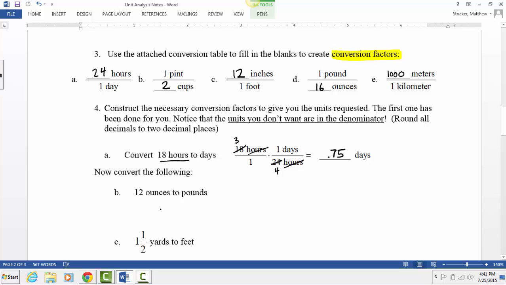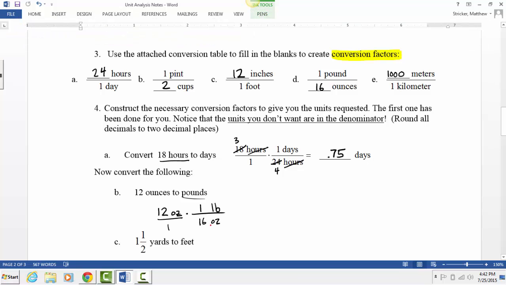Alright, so let's do another one here. I'm starting with 12 ounces, and I want to get to pounds. So when I multiply, I need ounces on the bottom because this is what we're given. We want ounces to cancel, and I want to go from ounces to pounds. And we already talked about this conversion factor, and that was up here in example D. There's 16 ounces in 1 pound. So since ounces are down here, that's going to be 16 ounces in 1 pound.